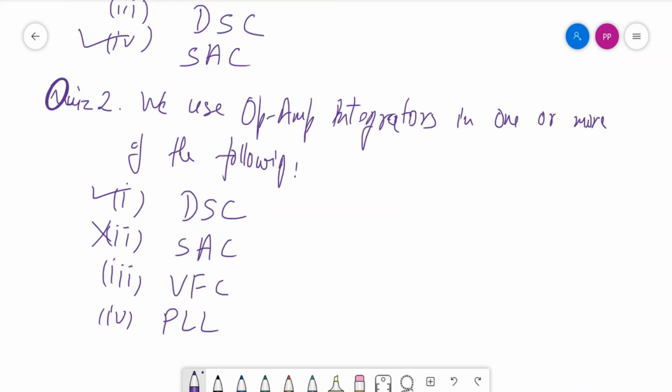Next one is voltage to frequency converter. So here we have op amp for comparison as well as integrating purpose, so we tick over here. And the fourth one is phase lock loop, where we are using op amp of course but not as an integrator, only as a comparator, so this is the wrong answer. So we have dual slope converter and voltage to frequency converter as the correct answer. Let us go to the next quiz.